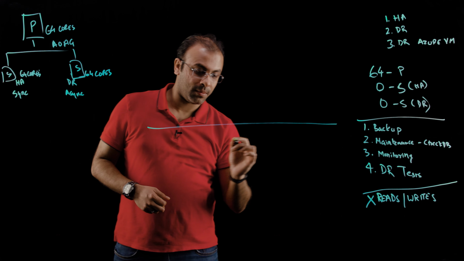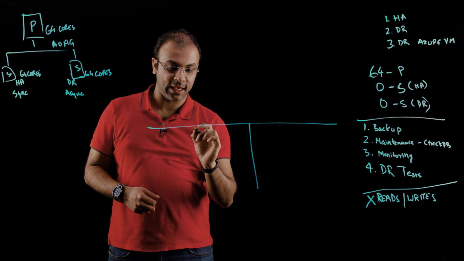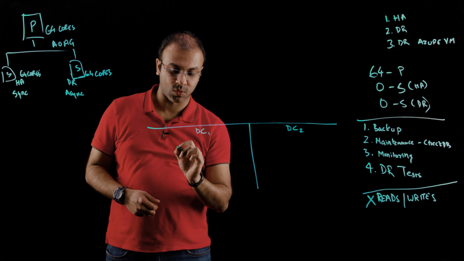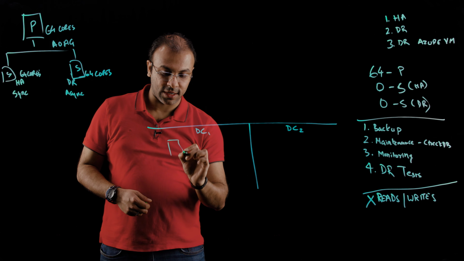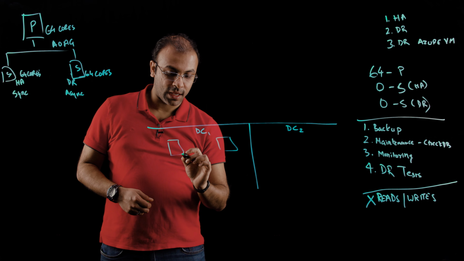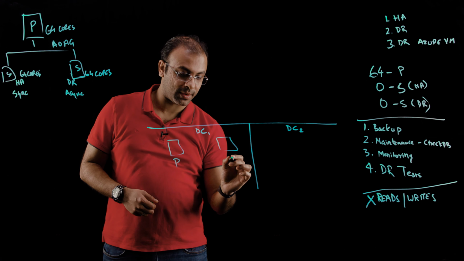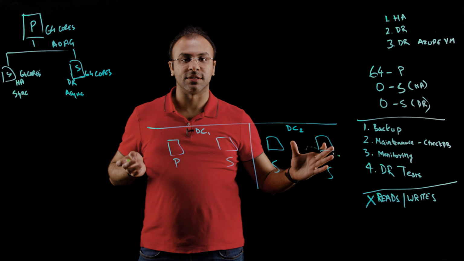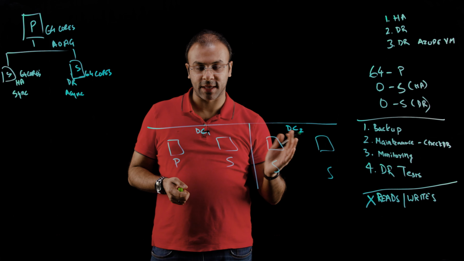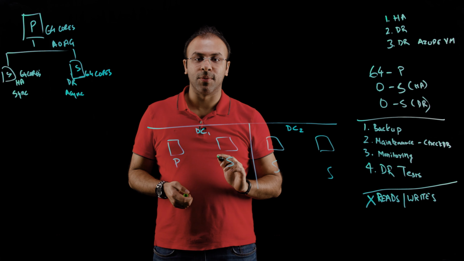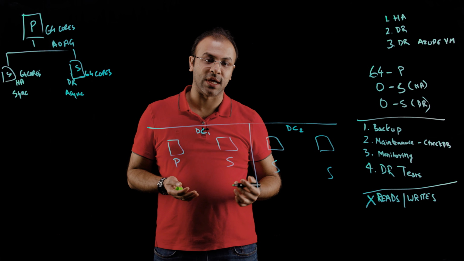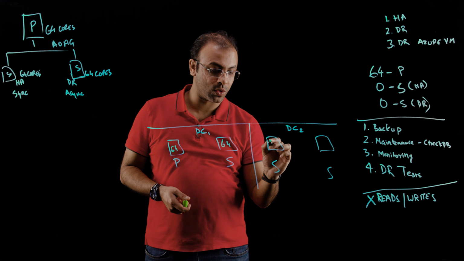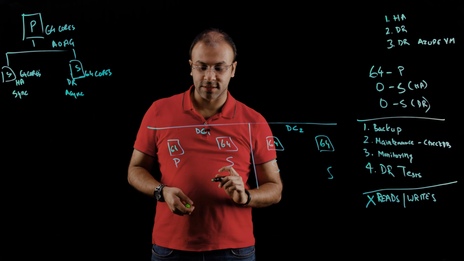Now let's look at a more complex setup where you have a data center here and another data center here. Let's call these data center 1 and data center 2. In this scenario, let's say this is the primary, this is the secondary, and you have another secondary here and another secondary. This is a very common setup where you replicate the environment in both data centers so that if one data center does go down, another data center can take over. Let's say each of those has 64 cores and you're running SQL Server instances on them.